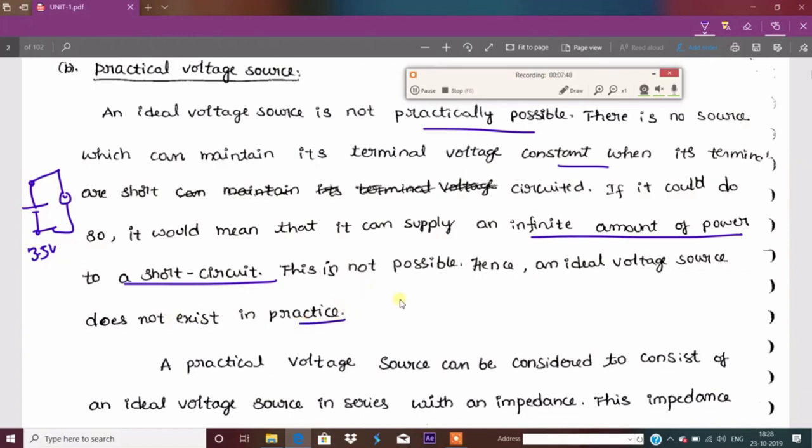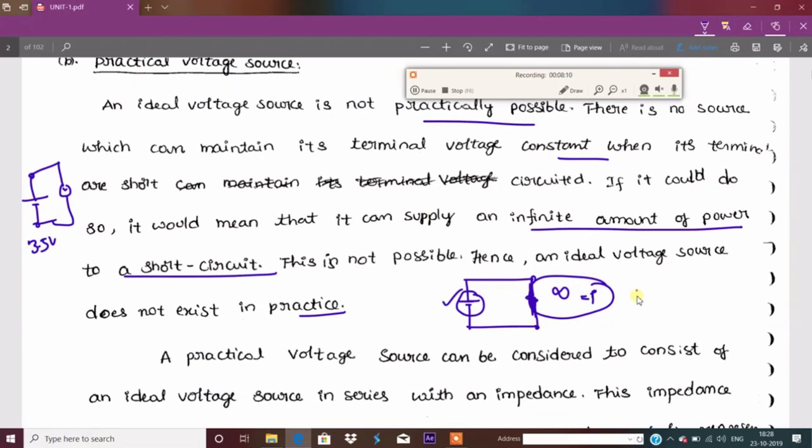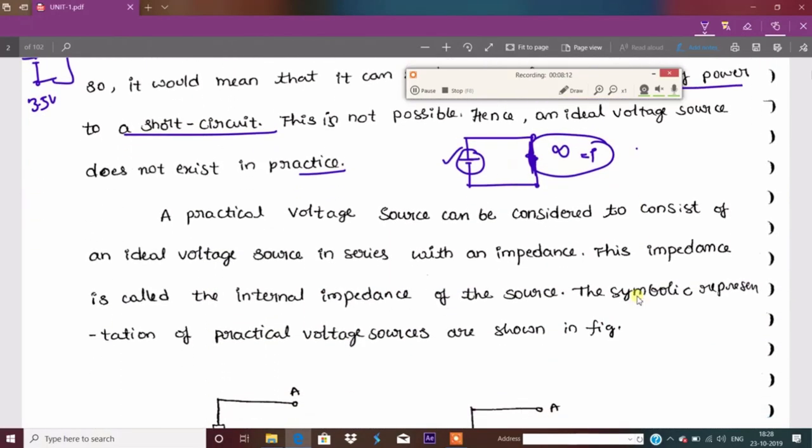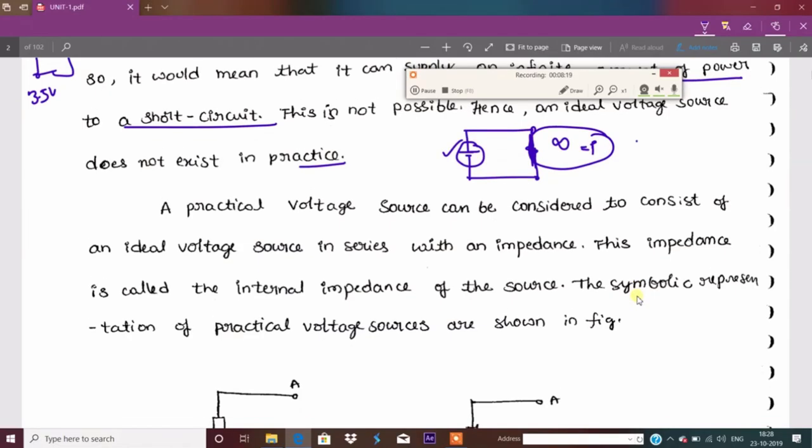I will give the explanation here. Just see here, if it is an ideal voltage source and I am short circuiting these two terminals, the ideal voltage source has the capability of supplying infinity of power. Power is infinity. It is possible in ideal, practically it is not possible. That is the main difference here. If a practical voltage source is short circuited, the power is not infinity. It is not able to supply complete power. The entire battery cell is going to be discharged.